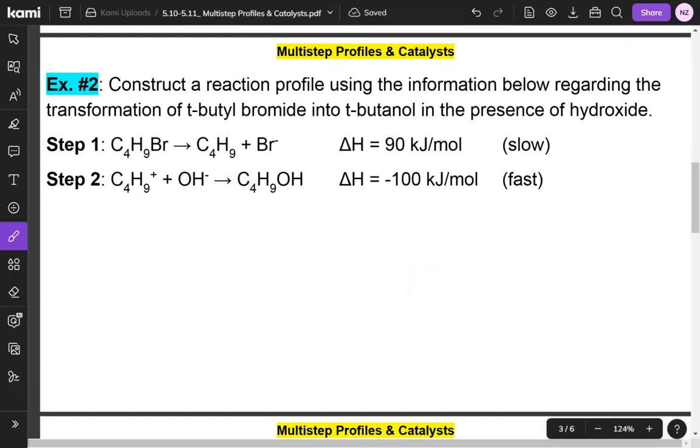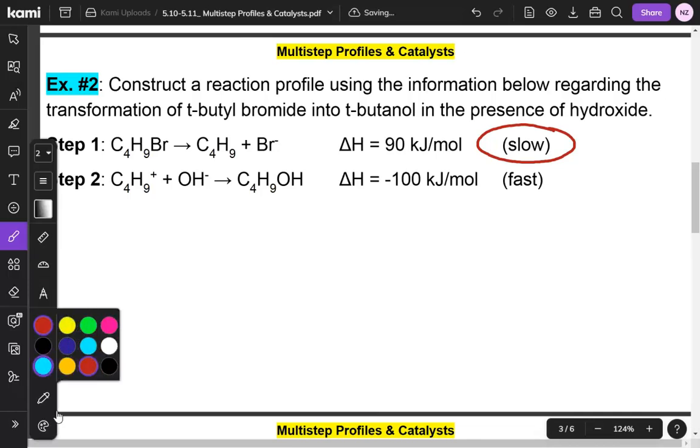It says construct a reaction profile using the following information below regarding the transformation of t-butyl bromide into t-butanol in the presence of hydroxide. So we have two steps here. We have two delta H values. And we know that the first step is going to be our slow step, so that hill is going to be much larger than the second hill. And that's it. Let's dig in.